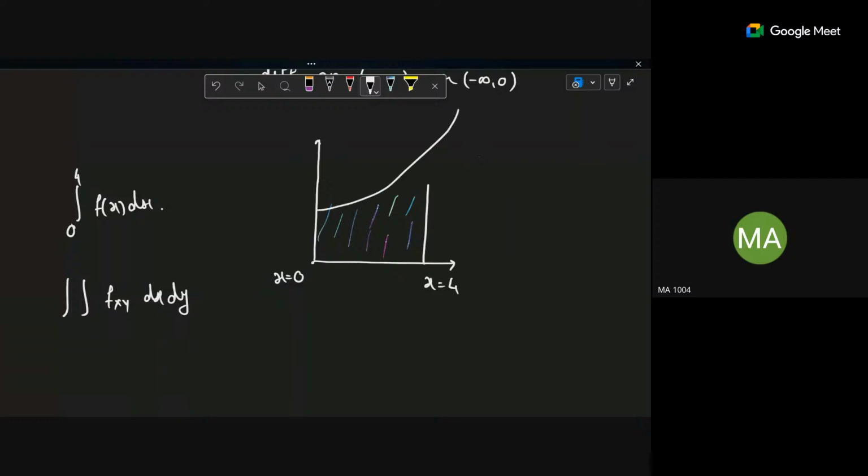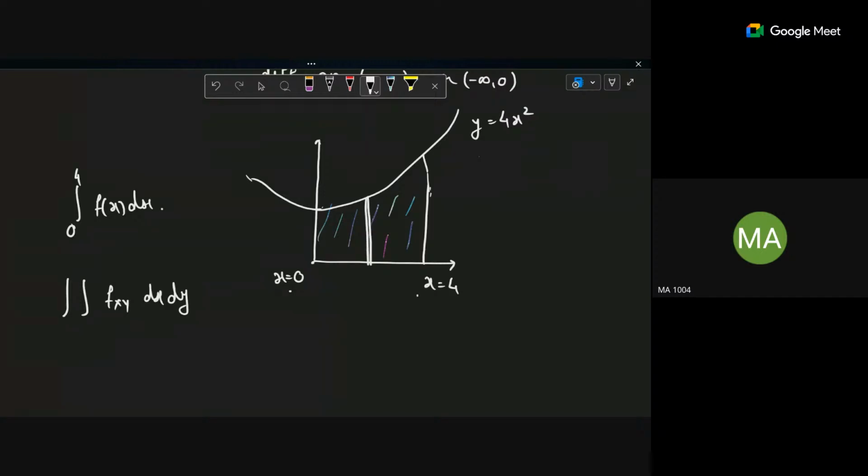Let's say this kind of thing is there. This is some y is equal to 4x square, and this is your x is equal to 4, and we want to find the PDF under this region. Then what will you do? You know that your x is ranging from 0 to 4. So you will take the strip.